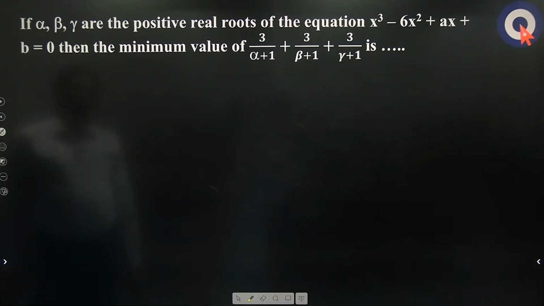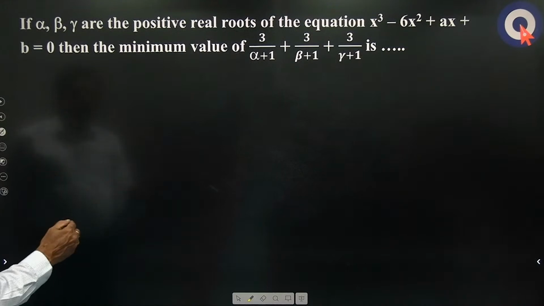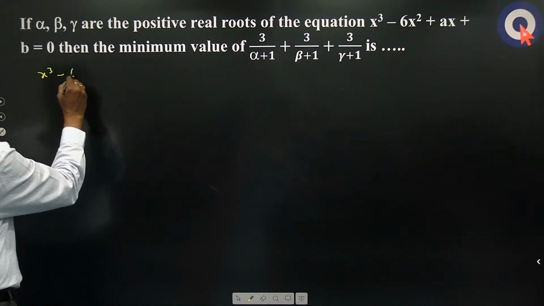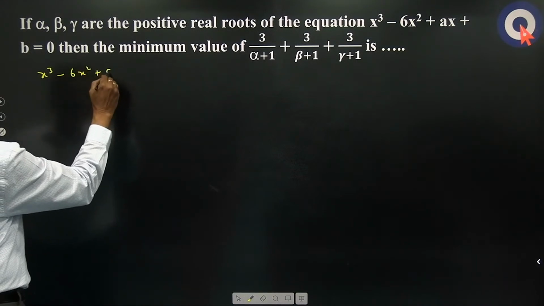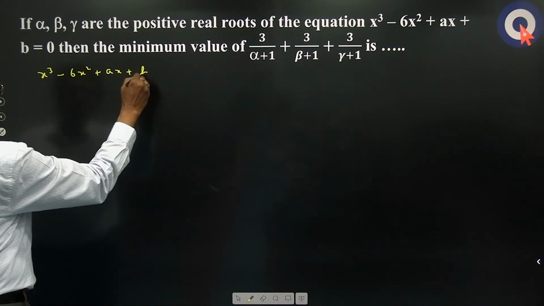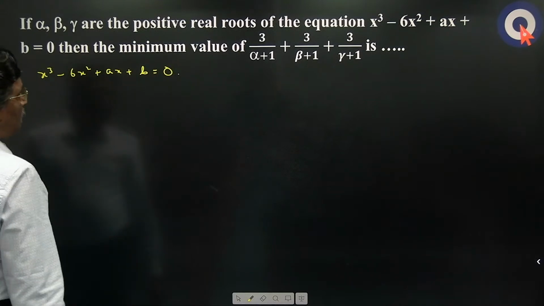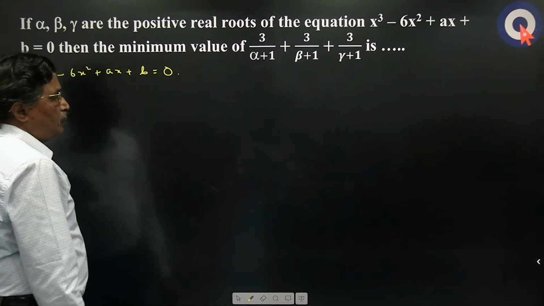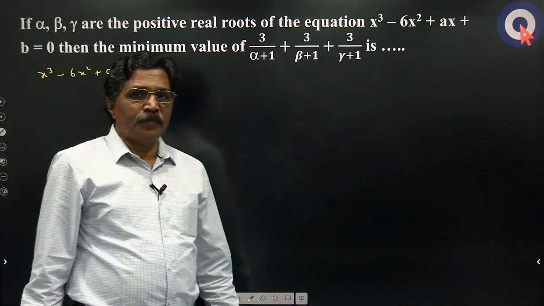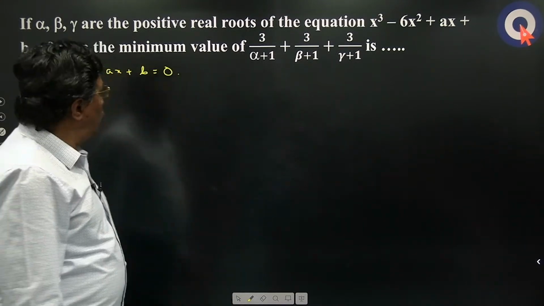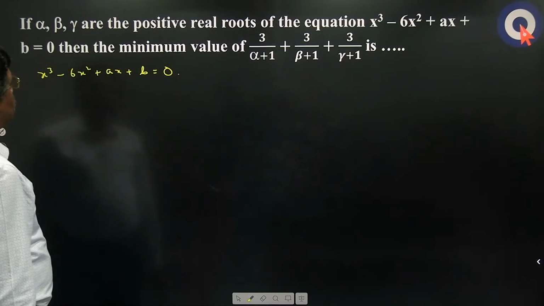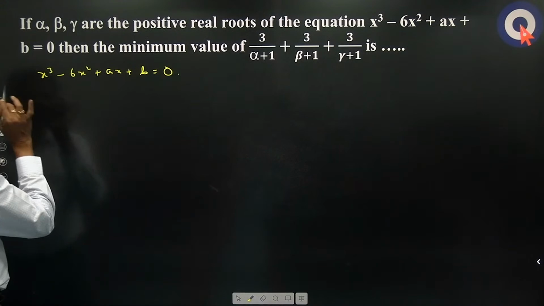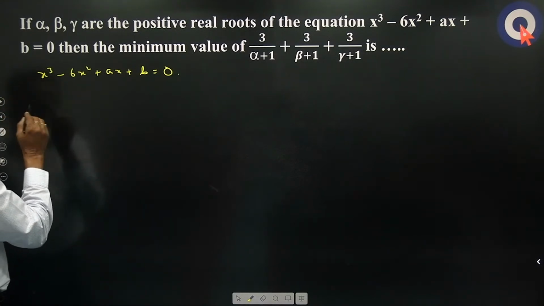Alpha, beta, gamma are the positive real roots of the equation x cube minus 6x square plus ax plus b is equal to 0. Then the minimum value of 3 by alpha plus 1 plus 3 by beta plus 1 plus 3 by gamma plus 1. So therefore, we shall write alpha, beta, gamma are the positive real roots. Again, AM, GM, HM could play a role.